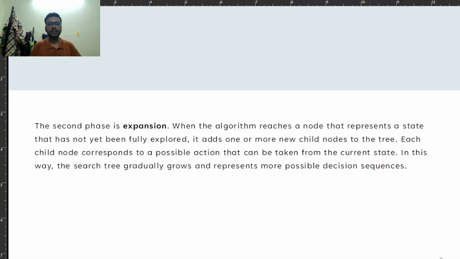Now, coming to the second phase, which is called expansion. When the algorithm reaches a node that represents a state that has not yet been fully explored, it adds one or more child nodes to the tree. Each child node corresponds to a possible action that can be taken from the current state. In this way, the search tree gradually grows and represents the possible decision sequences.